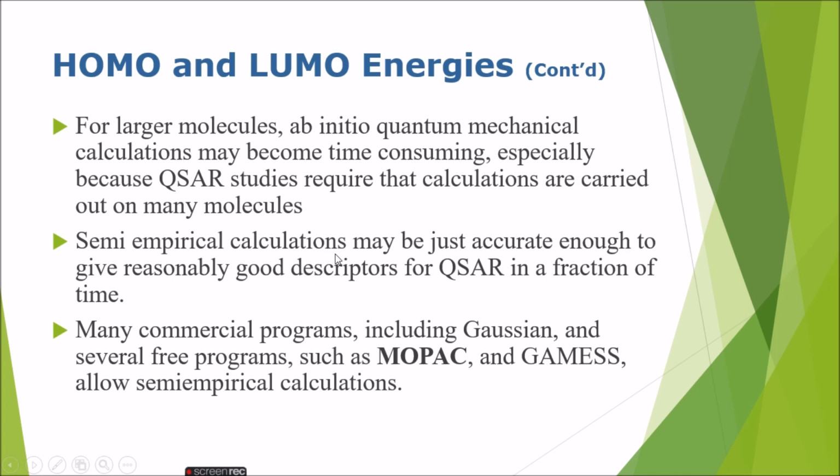So you would have been aware of the Hamiltonians used, right? There I have explained the semi-empirical model, the NDDO model, which is used in MOPAC to run the calculations. So it will give you reasonably good descriptors for your QSAR studies in a fraction of the time. You can see your MOPAC programs will run in a fraction of the time, right? So you can use several free programs, that is MOPAC, and you can visualize in Gamess, but here we will be visualizing your HOMO LUMO energies and molecular orbitals using JMOL. Okay, let's try with that. These all softwares will allow the semi-empirical calculations.